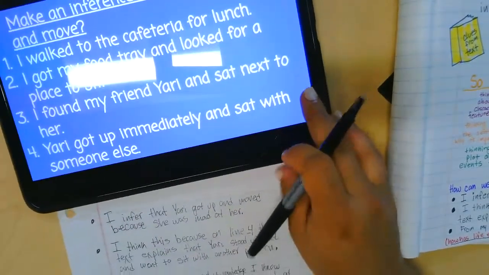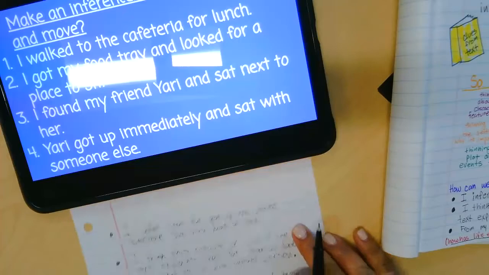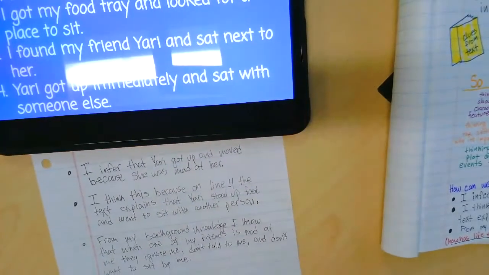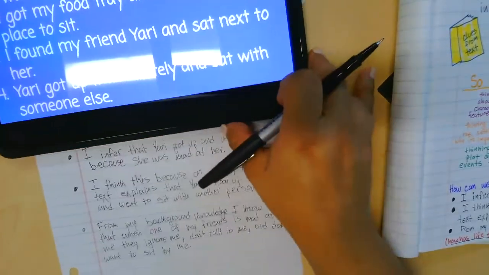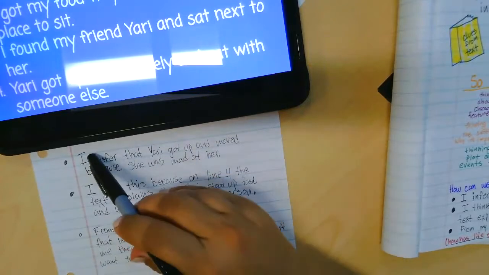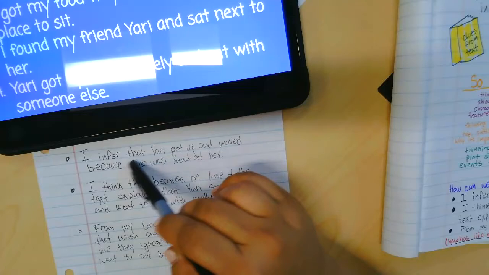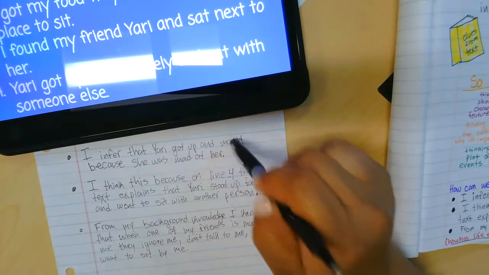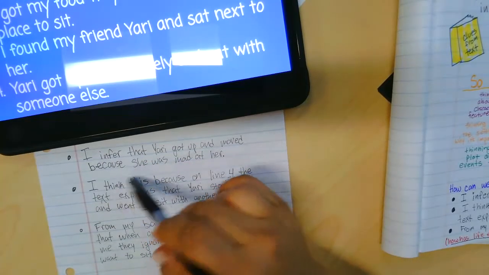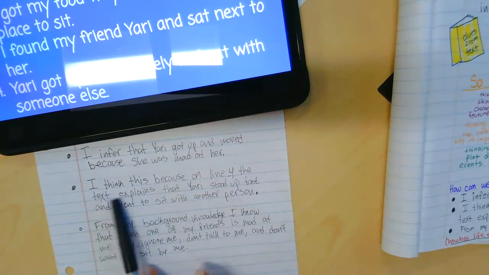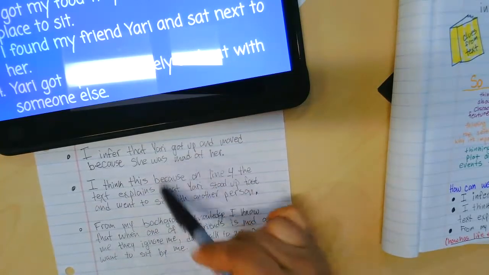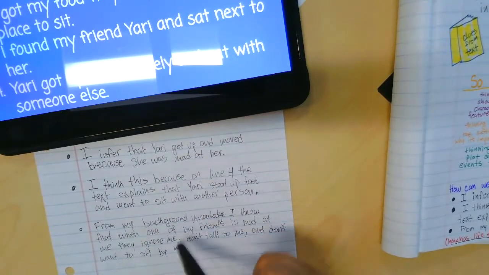Anything from your background knowledge, your schema. All right, so this is how I want you to answer all 3 of the questions, making sure you restate the question in your inference and stating your inference, right? Making sure you say your inference. You're making sure you're writing evidence text support and using your background knowledge.